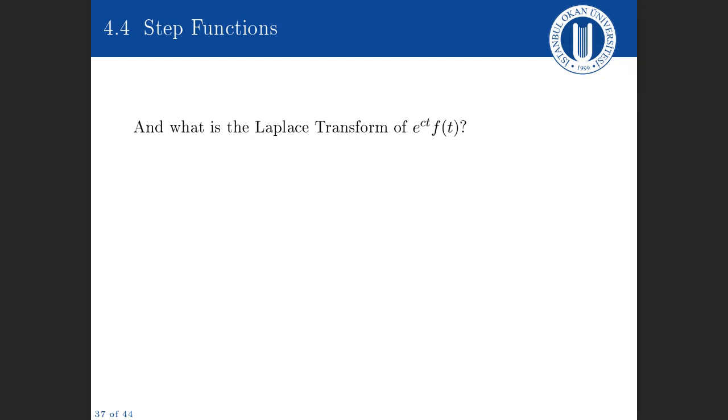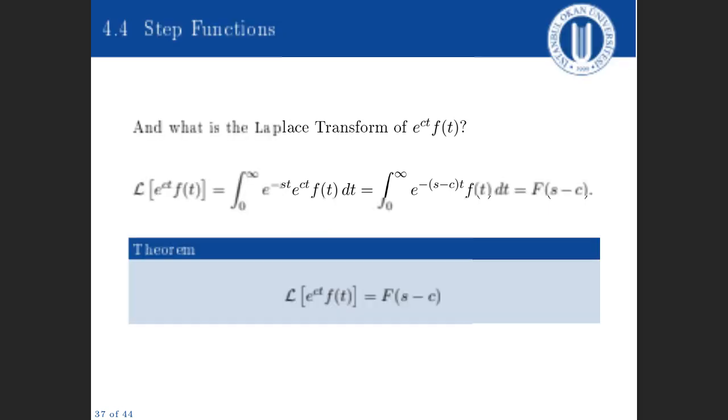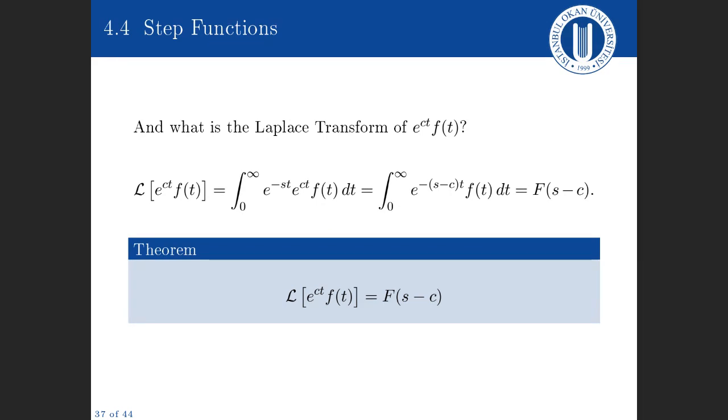And what is the Laplace transform of e to the power ct f of t? Again, we'll use our definition to calculate this. Integral from 0 to infinity, e to the power minus st, e to the power ct f of t, is the integral from 0 to infinity, e to the power minus s minus c t f of t. That's just capital F at s minus c. We have another shifting formula. Again, it's important, so let's write this as a theorem. The Laplace transform of e to the power ct f of t is capital F of s minus c.